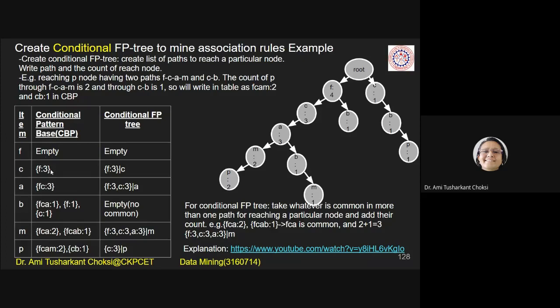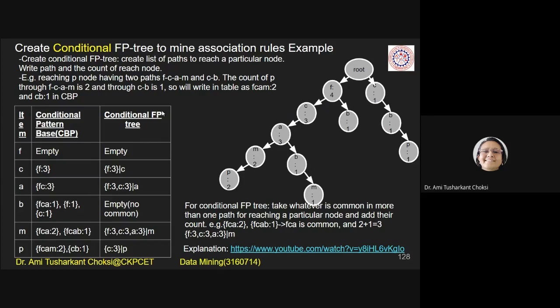Now what do we do for C? How can we reach the C node? For that we are going from the root. So F4 is there, and after that C3 is there, right? So to reach the C node, we are having F4, isn't it? So we need to write F4. Do we write it as F4? No, we'll consider whatever is the minimum. So we'll be writing it as F3, fine?